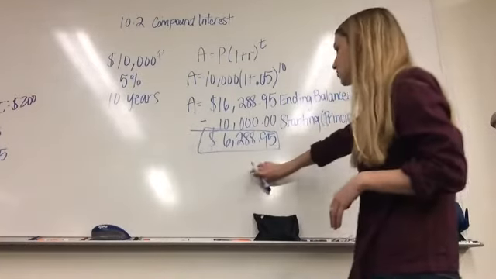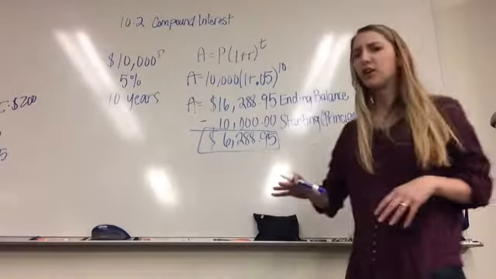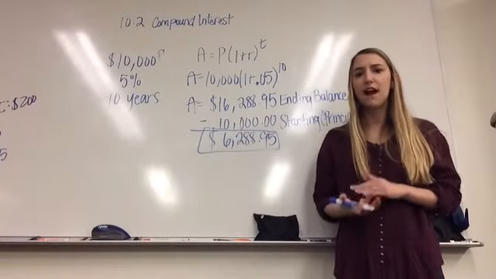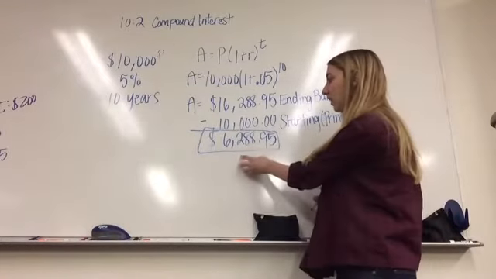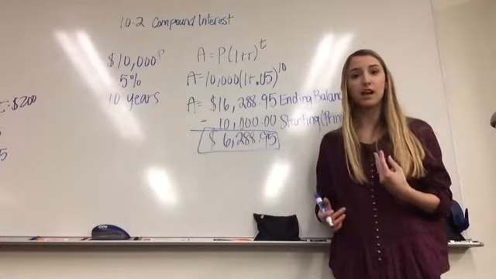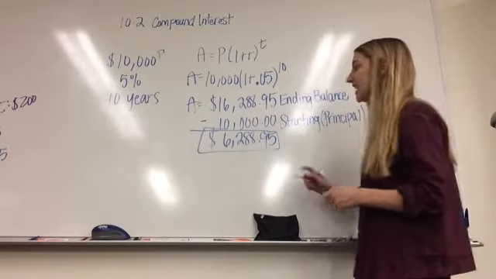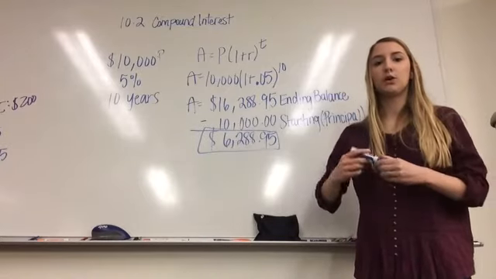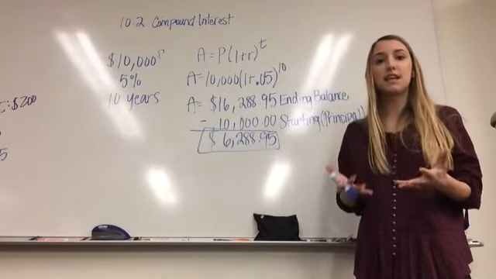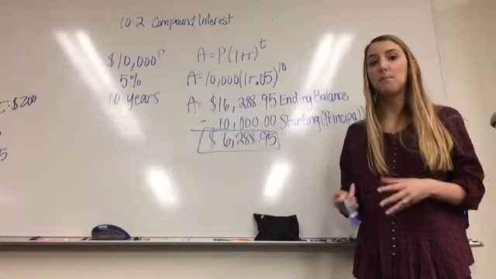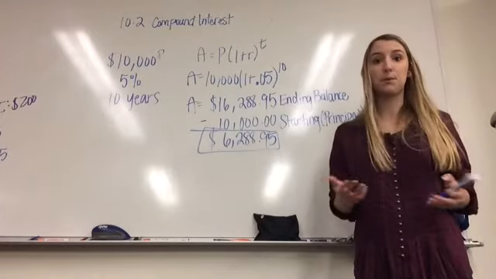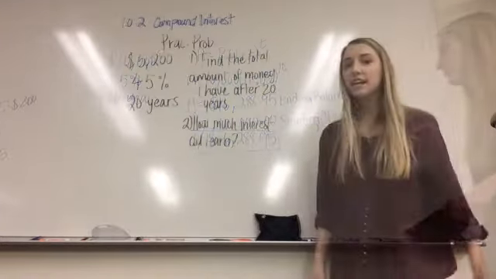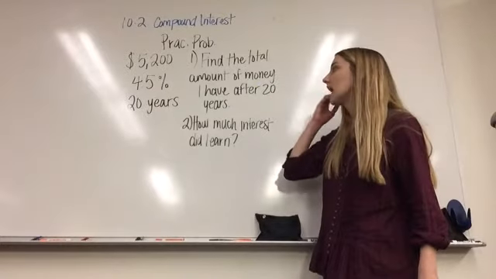So in simple interest, I think we earned $5,000. So we got a lot more bang for our buck if you ask me. So if you're investing, you always want to invest in something that earns interest compounded instead of simple. All right, these are your practice problems for tonight.